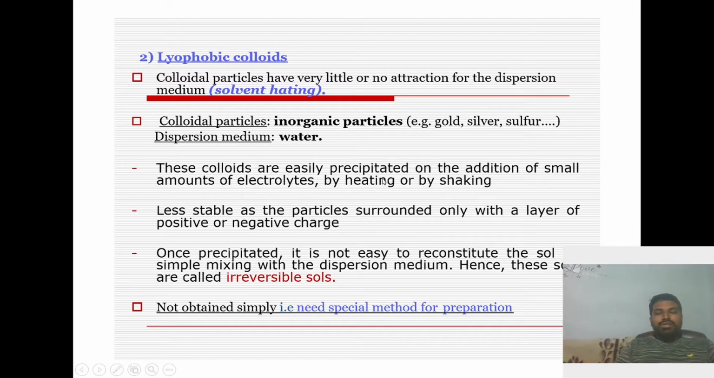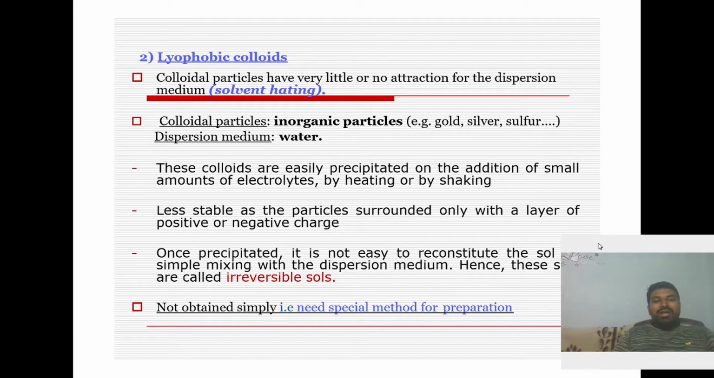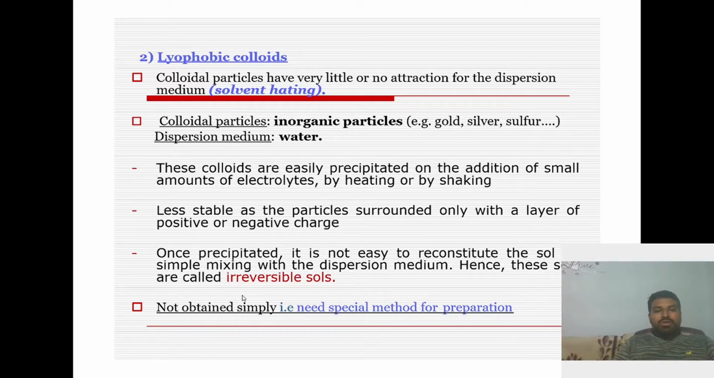These colloids are easily precipitated on the addition of small amounts of electrolytes, by heating or by shaking. Less stable as the particles are surrounded only with a layer of positive or negative charge. Once precipitated, it is not easy to reconstitute the sol by simple mixing with the dispersion medium. Hence, these sols are called irreversible sols. Not obtained simply, that is, they need a special method for separation.